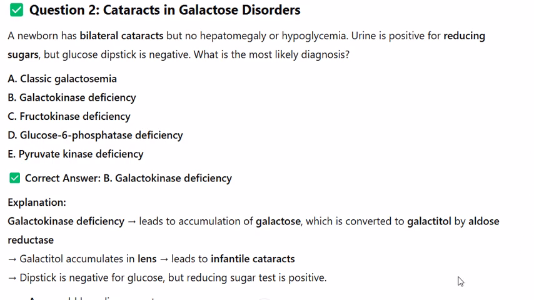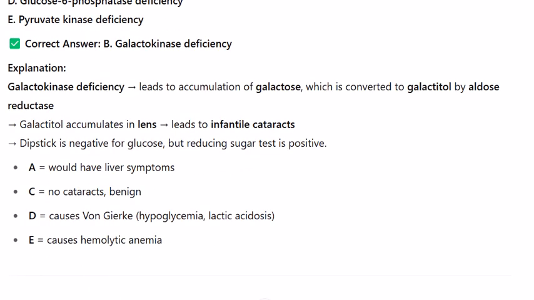Galactokinase deficiency. Explanation: galactokinase deficiency leads to accumulation of galactose, which is converted to galactitol by aldose reductase. Galactitol accumulates in the lens, leads to infantile cataracts. Dipstick is negative for glucose, but reducing sugar test is positive.